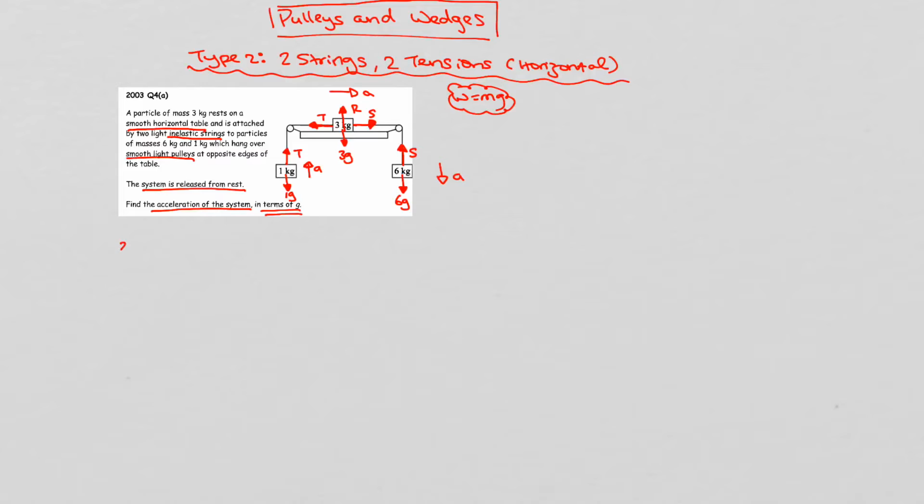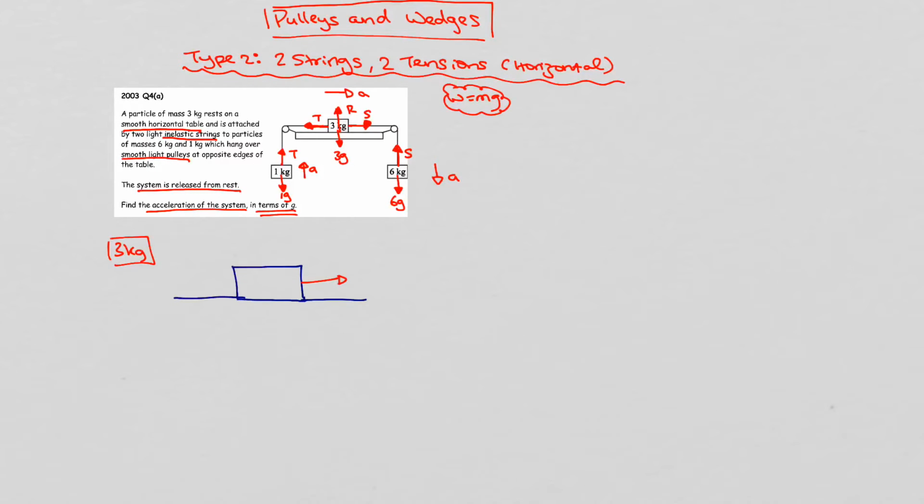So I'm going to start with the 3 kg mass. So the 3 kg has quite a lot going on here. So it's in contact with the surface. So we're going to have S acting away. We're going to have T acting in the opposite direction. We've no friction. So if we had friction, we'd have to take that into account as well. We have our reaction force and our weight. And it's going to accelerate to the right.